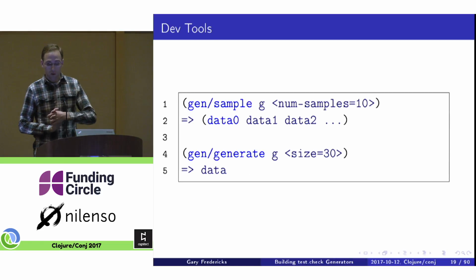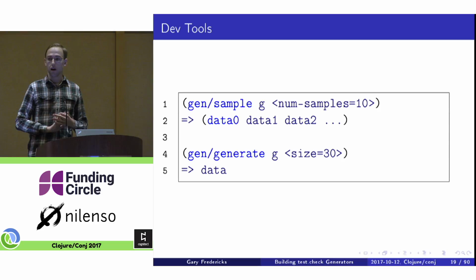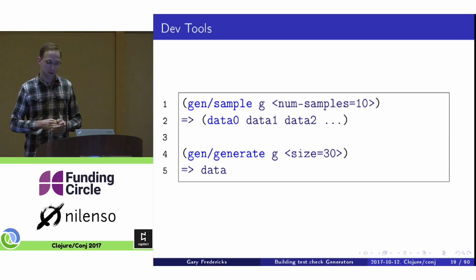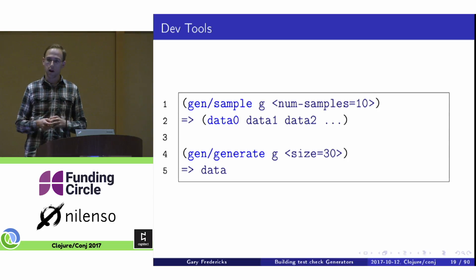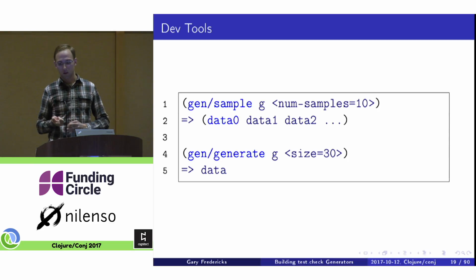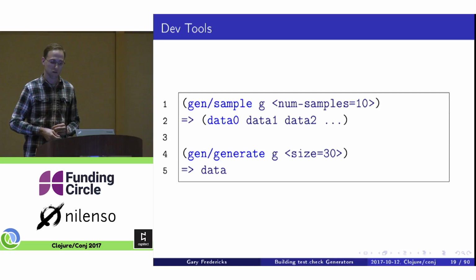So one thing I want to mention real quick is that there's also these dev tools in the generator's namespace. These will show up on later slides. Sample, you can pass a generator and get some small samples from it. And the generate function is very similar, but it just gives you one thing instead of many.